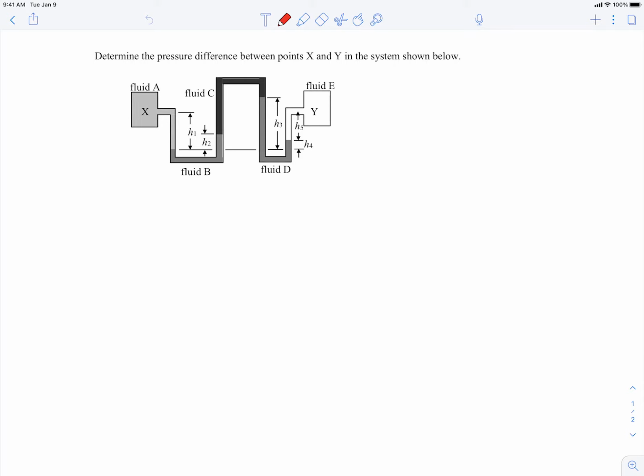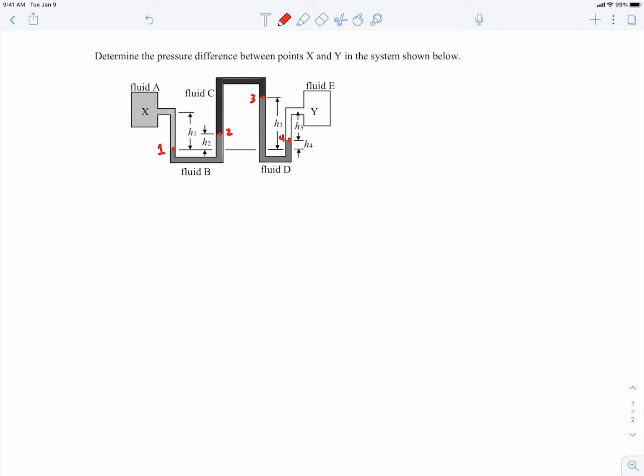Okay, in this example, we're trying to find the pressure difference between points X and Y in this sort of complicated manometer system. What we're going to do is label some of the interfaces and then find the pressure at these various interfaces. So we'll call this interface 1, this interface here 2, this one 3, and this one 4. Okay, and then we're going to work our way around.